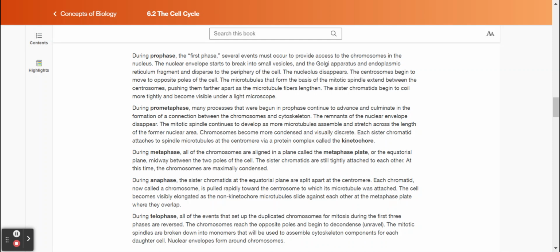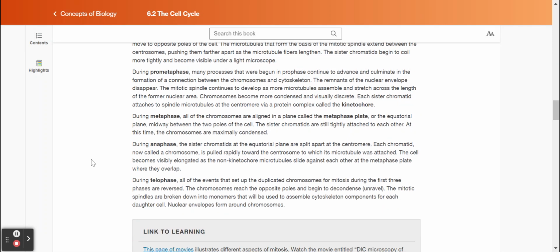During anaphase, the sister chromatids at the equatorial plane are split apart at the centromere. Each chromatid, now called a chromosome, is pulled rapidly toward the centrosome to which its microtubule was attached. The cell becomes visibly elongated as the non-kinetochore microtubules slide against each other at the metaphase plate where they overlap.